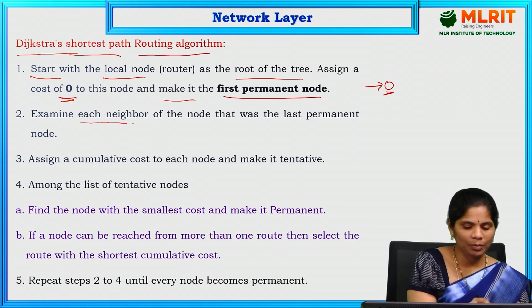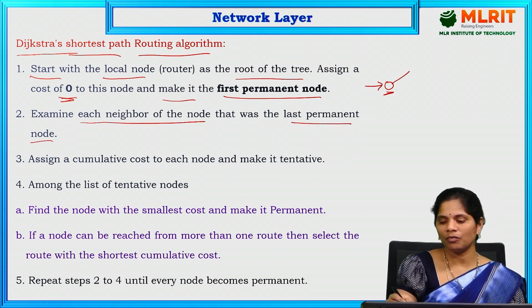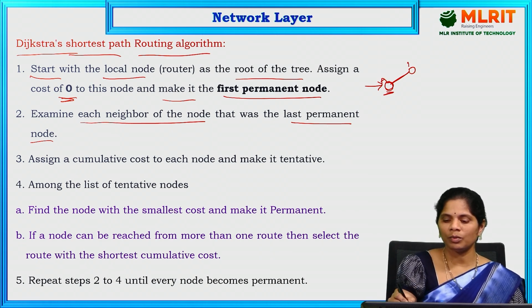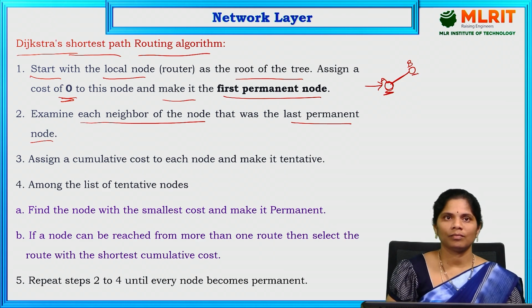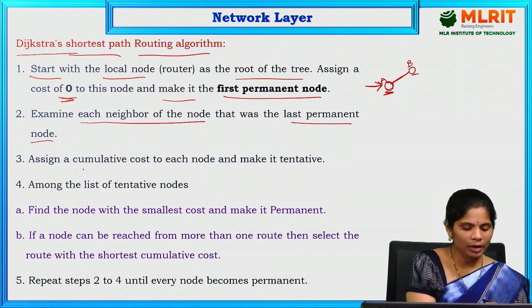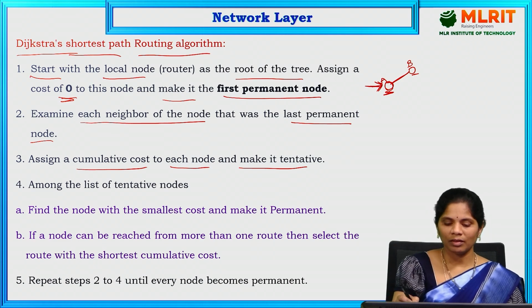Examine each neighbor of that particular node. That was the last permanent node, meaning each and every node we have. Suppose after this node we go to this node; this is the last permanent node. This is A, and if you want to travel from A to B, this is the first node and this is the last node. If we visited that particular node, that is the permanent node. Assign a cumulative cost to each node and make it tentative. Whenever we reach that particular node, that node is the tentative node.